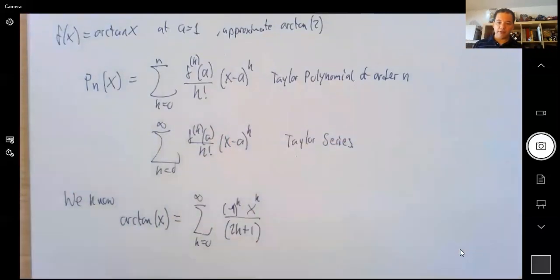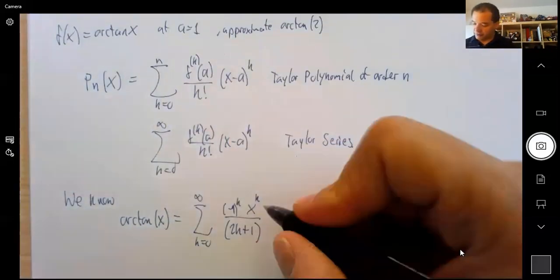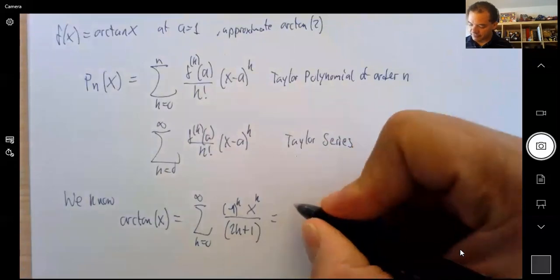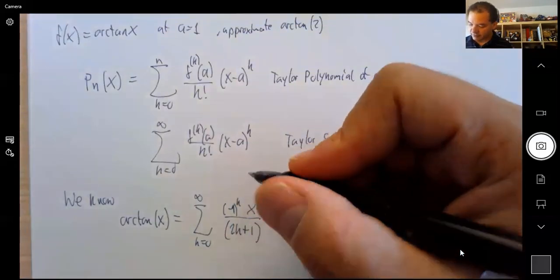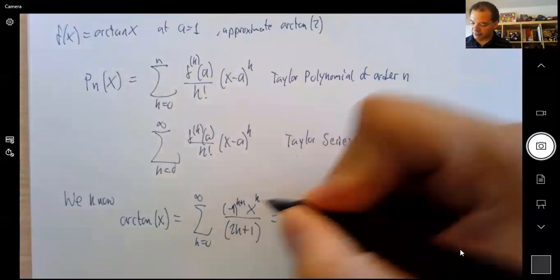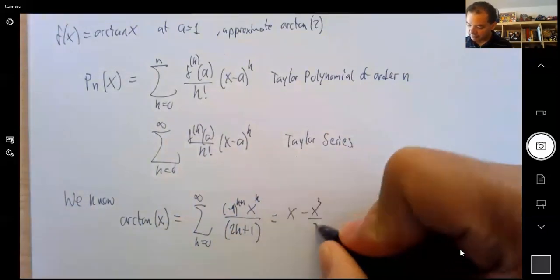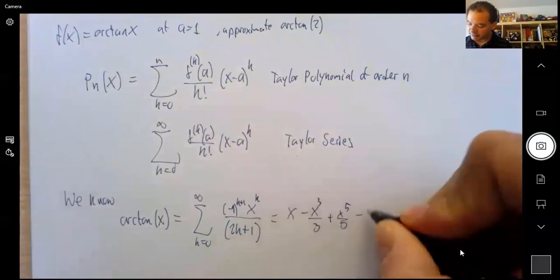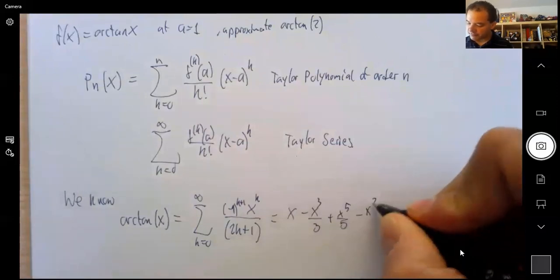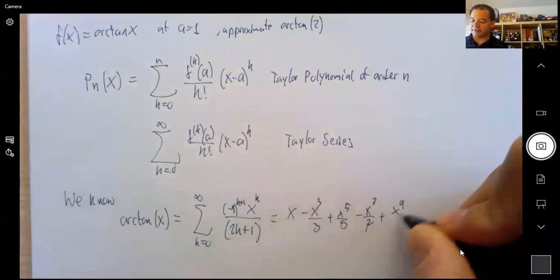So we know this one, right? It's one of those that we should know. So maybe it's x plus k plus 1 here. So it's x minus x cubed over 3 plus x to the 5 over 5 minus x to the 7 over 7. So we go over the odd numbers and we alternate signs.